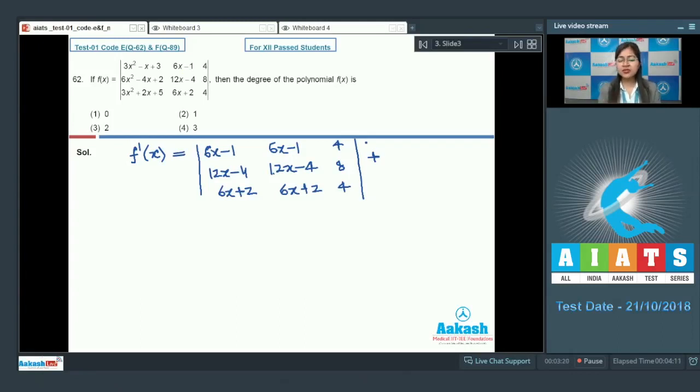Now, the second column is proportional to the third column, so its value will be 0. Plus, similarly differentiating the third column, we will get the determinant again equal to 0. Here also the first and second columns are the same. So we can say that f dash x is equal to 0. Hence we can say that f(x) is a constant term. So we can say that the degree of the polynomial f(x) is 0.